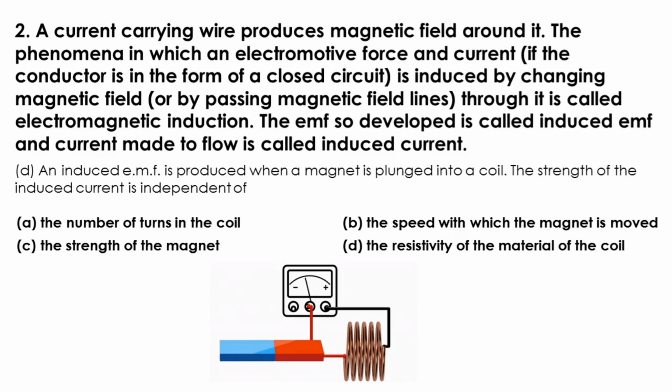And already we have studied that in a solenoid, when the number of turns of coil increases, the field increases. Similarly here also, when the number of turns of coil increases, it will increase the amount of induced current. This means that option A, B and C are not the answer for this question. Hence, induced EMF is independent of the resistivity of the material of the coil.